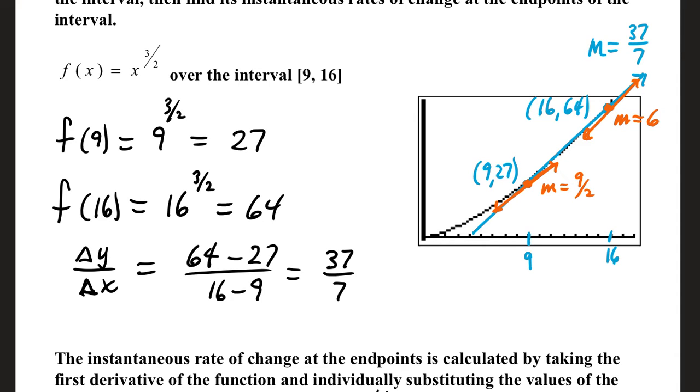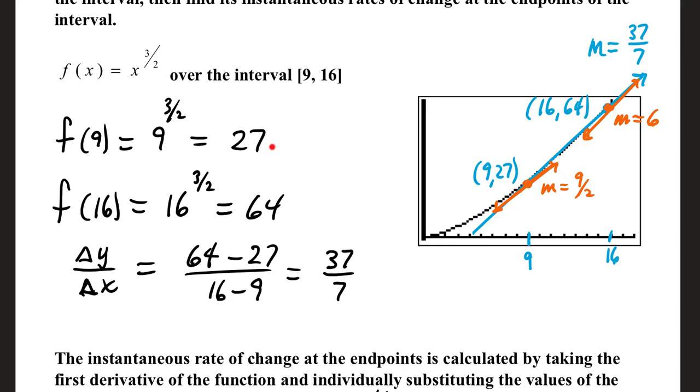The function value at each number in the interval endpoint, we're going to calculate f of 9. 9 to the 3/2 is square root of 9, which is 3 cubed, that's 27. The other endpoint, 16, we substitute into the function f of 16, which is 16 to the 3/2 power. Square root of 16 is 4. 4 cubed is 64.